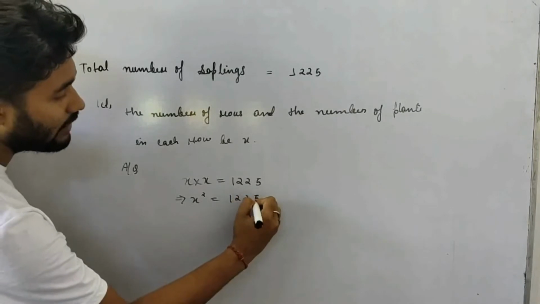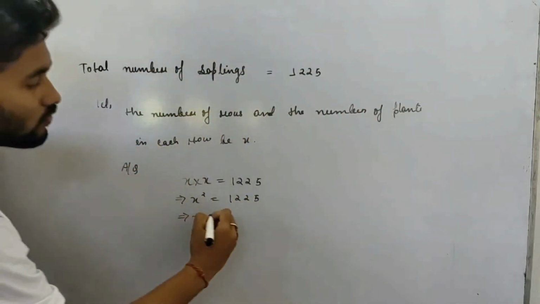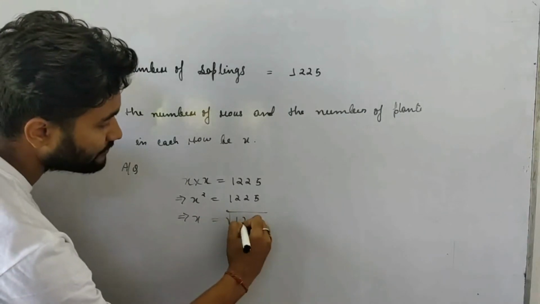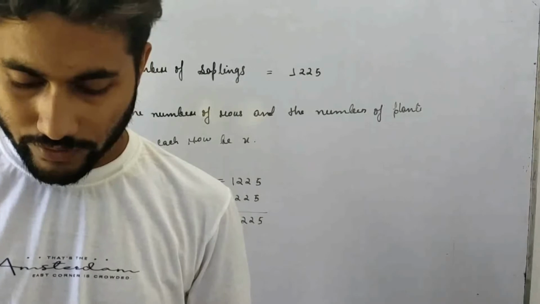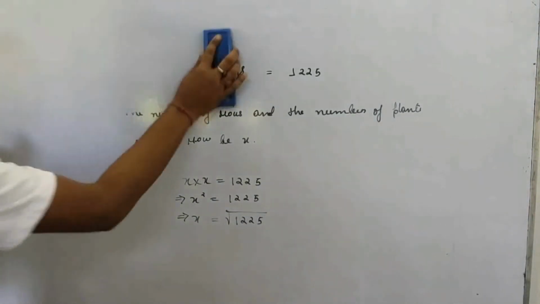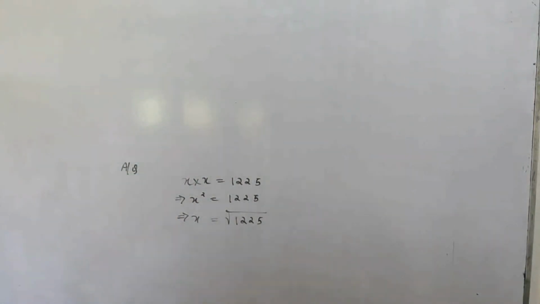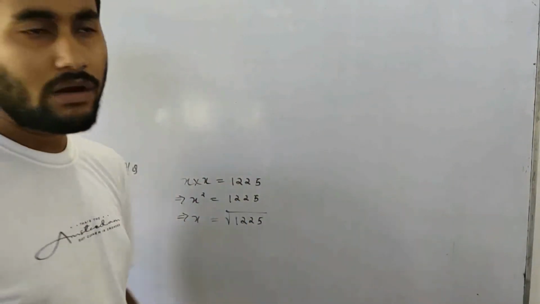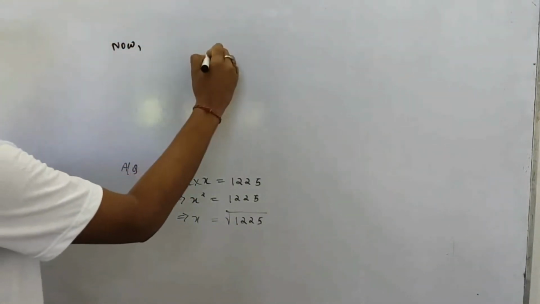So x square will be 1225. Now in the last class I said that square, from left to right, becomes square root. Now find the square root of 1225 via the prime factorization method. So let us find an easy number. The square root of 1225 will be nothing but 35. So you see your answer will be 35, 100%.